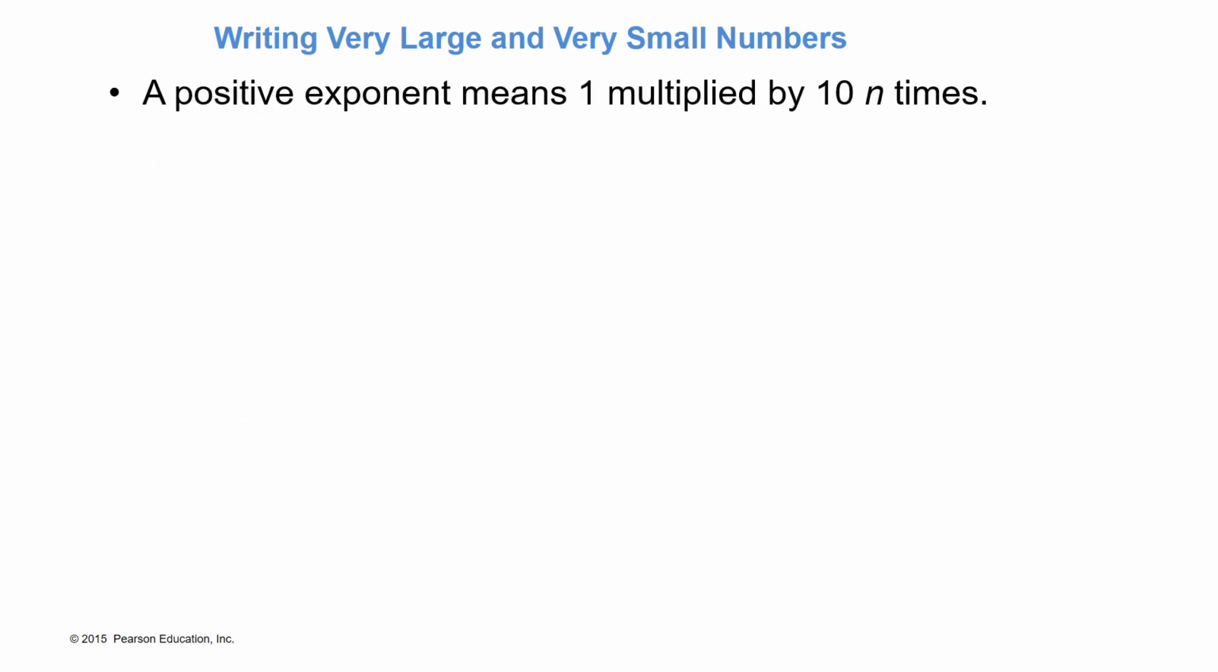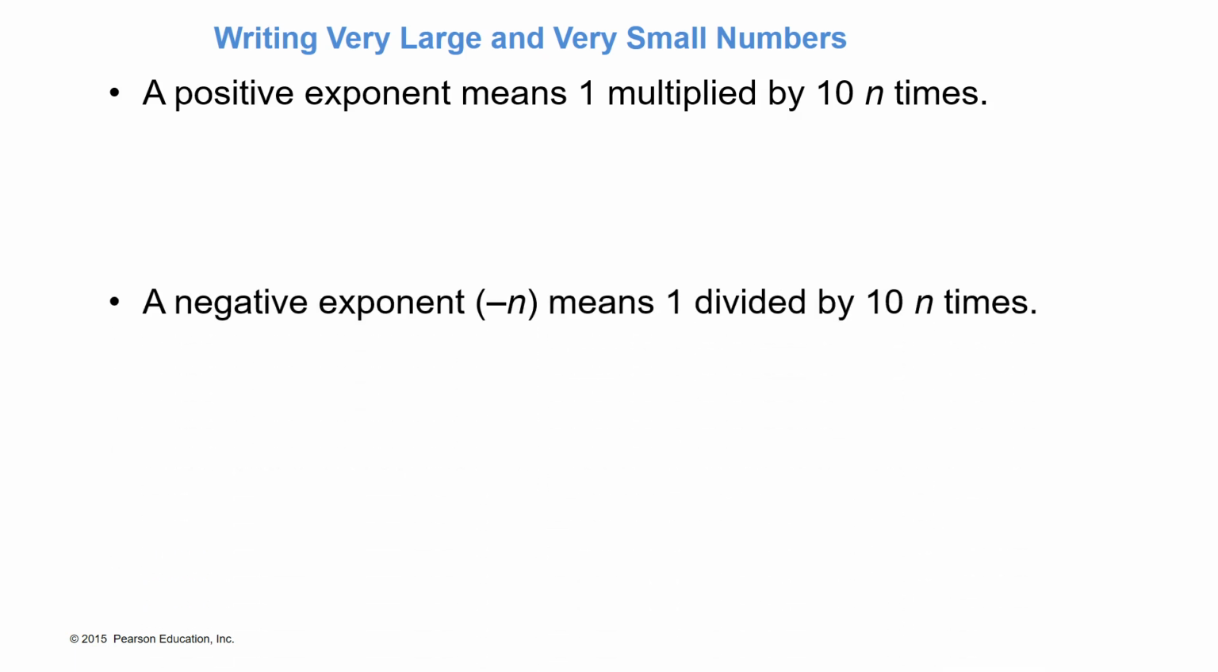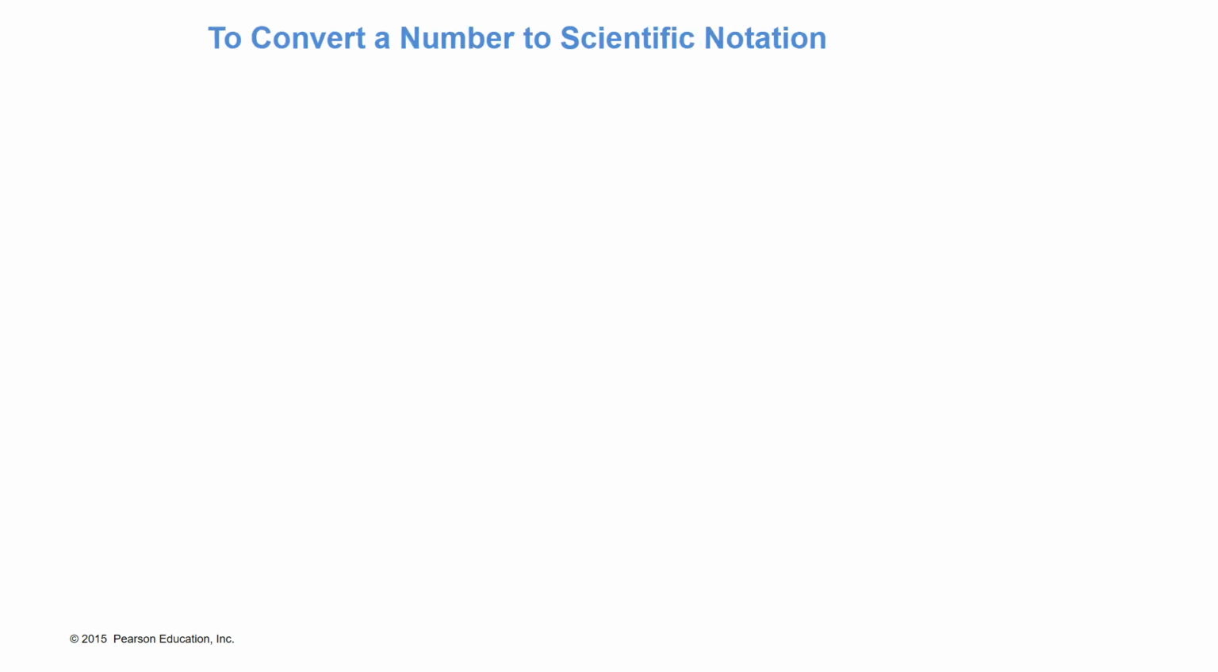So a positive exponent means one multiplied by 10, n times. A negative exponent is going to have a negative n on it. I don't even like how that was written. So let me, all right.